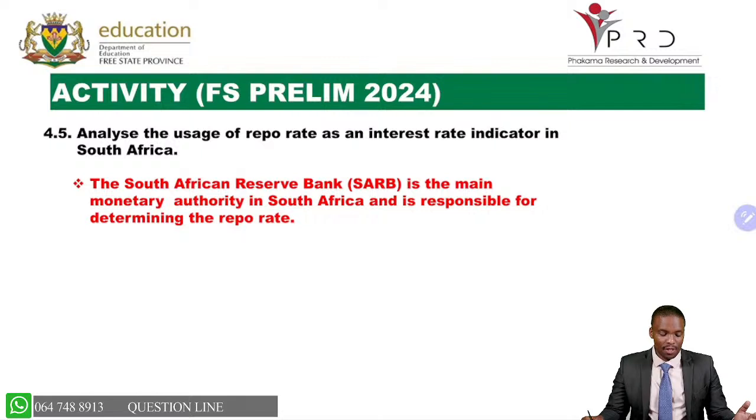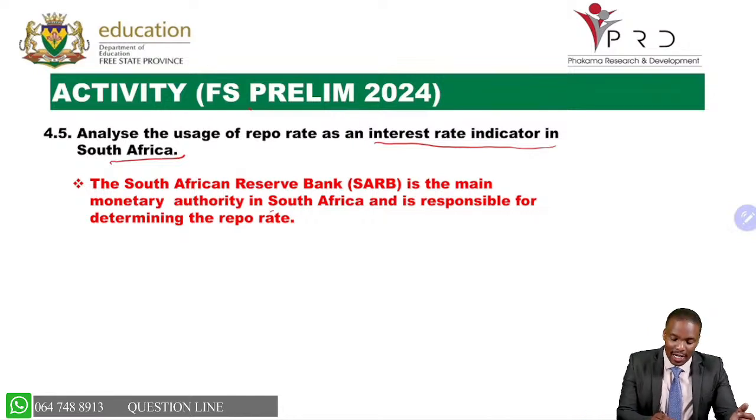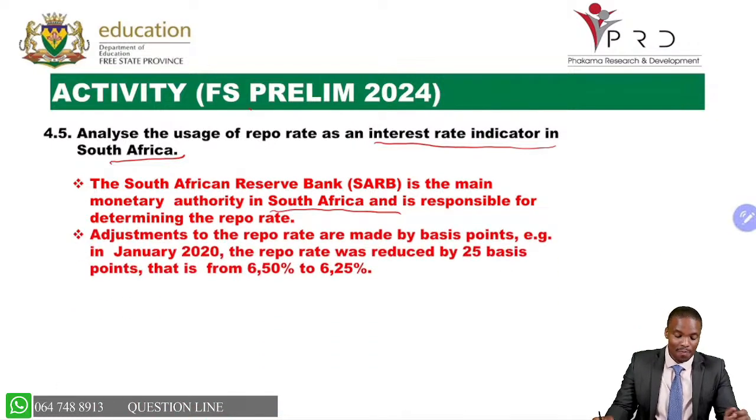Then the last one, for 8 marks, we'll just run through that. We are saying analyze the usage of the repo rate as an interest rate indicator in South Africa. Also, this one was taken from the Free State Prelim 2024. The SARB is the main monetary authority in South Africa and is responsible for determining the repo rate.